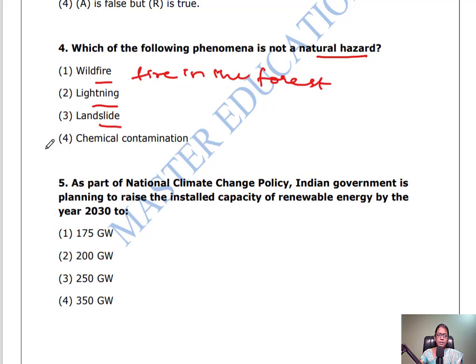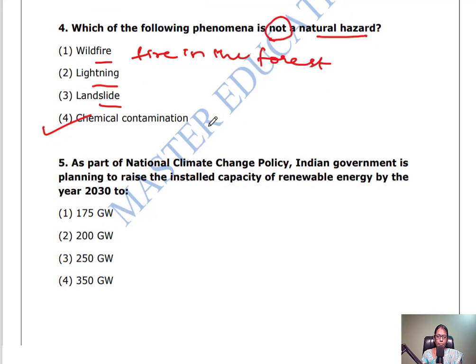To grow a particular plant, we are using some chemicals or pesticides. So this chemical contamination is not a natural one. They are asking which is not a natural hazard. So chemical contamination is not a natural hazard, which is created by people.